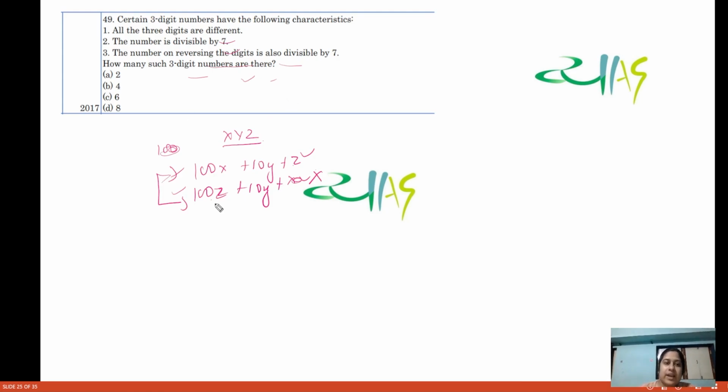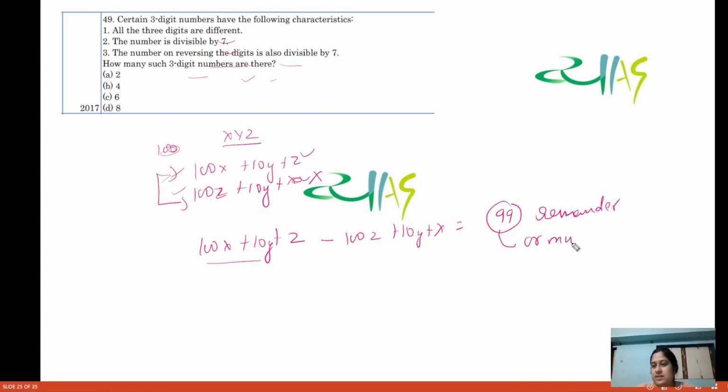Now see, whenever a number and its reverse are subtracted, we get 99 as a remainder. Okay, we get 99 or a multiple of 99 as remainder. You can see, for example, 168 and 861. So you are getting here what? 3. Okay, you are getting here 3. Here you are getting 9.